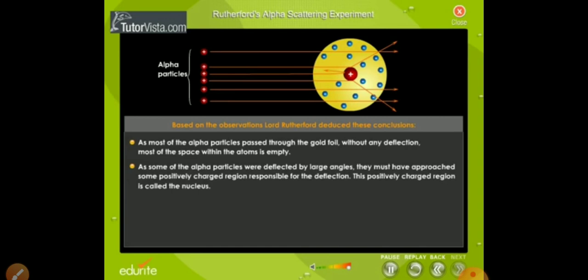It means that the positively charged and heavy part causing obstruction will be in the center of the atom. And from this, he demonstrated the atomic model. There is a positively charged nucleus at the center of an atom. Almost the entire mass of the atom is concentrated in the nucleus. Negatively charged particles called electrons revolve around the nucleus. The total negative charge on all the electrons is equal to the positive charge on the nucleus. As the opposite charges are balanced, the atom is electrically neutral. There is empty space between the revolving electrons and the nucleus.